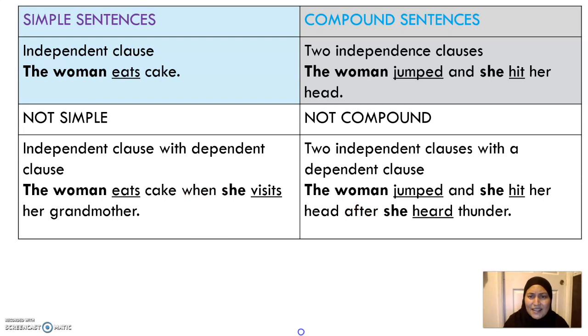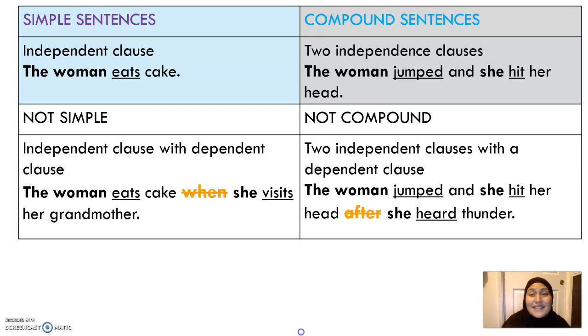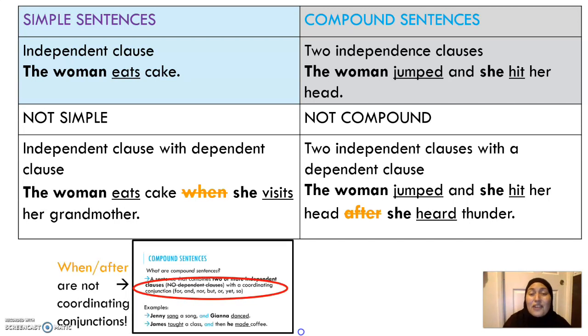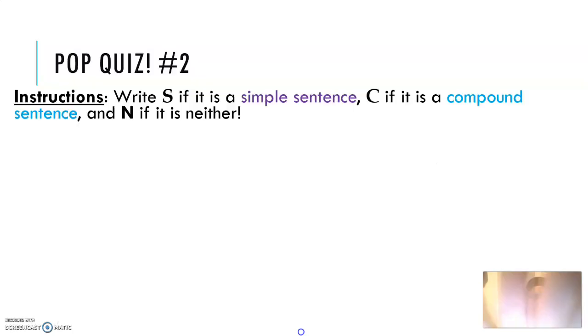You might be asking yourself, why aren't these compound sentences? There's two clauses and they have subjects and they have verbs. The key words are when and after. When and after are not coordinating conjunctions, okay? You can only have compound sentences when you have coordinating conjunctions. So if you forgot what they are, go back a couple slides and you'll see the list when I taught you what compound sentences were.